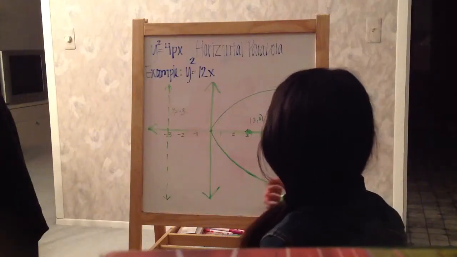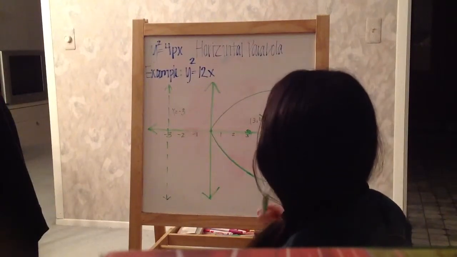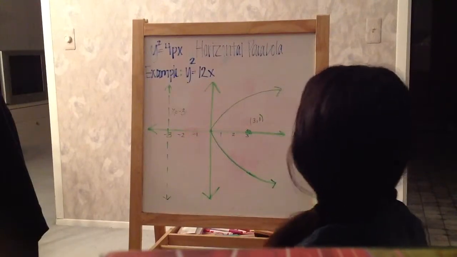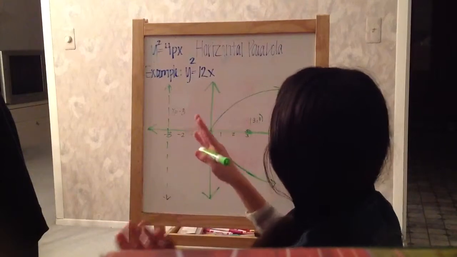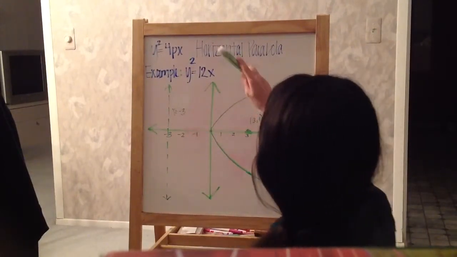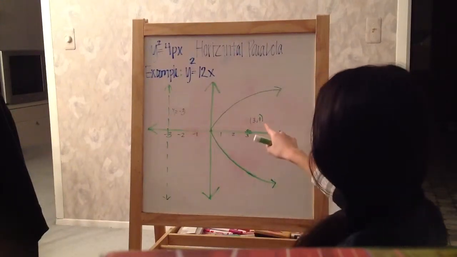y squared equals 4px is the form of a horizontal parabola. In this example, we will learn how to graph the equation y squared equals 12x. First, I begin by finding the value of p. So I begin by setting 4p equal to 12, and I get 3, when I divide 12 by 4. That is the value of p, and my focus is at (3, 0).